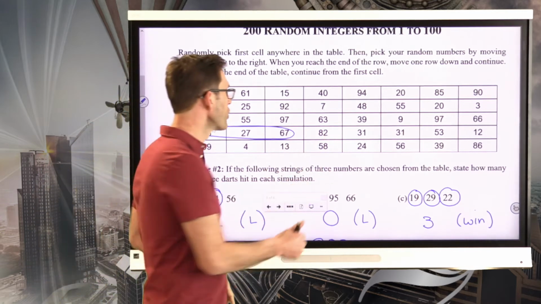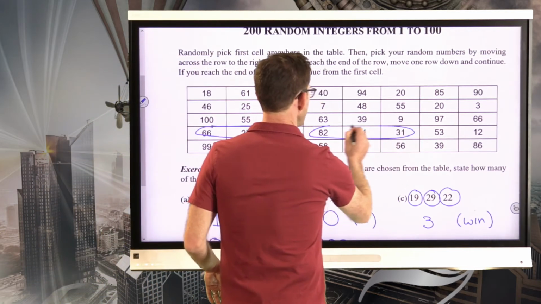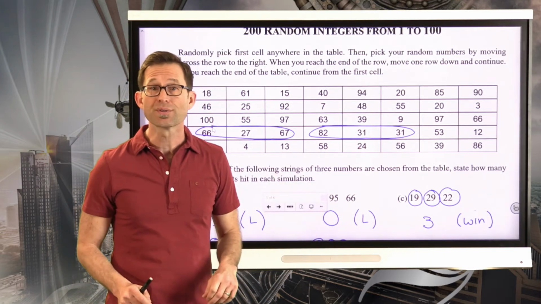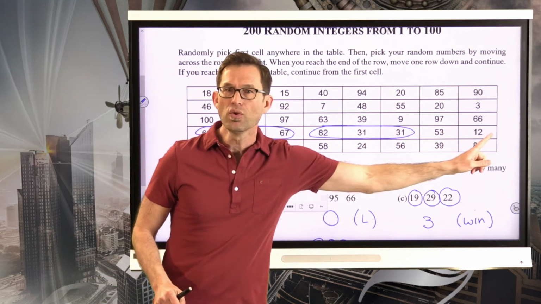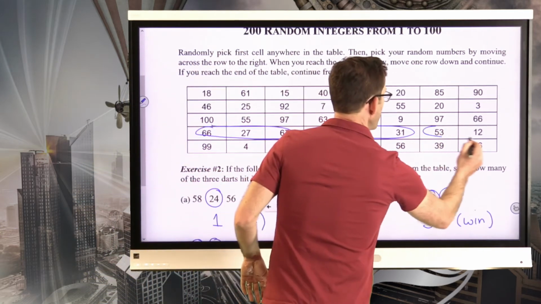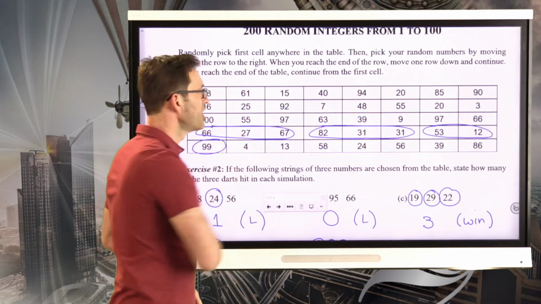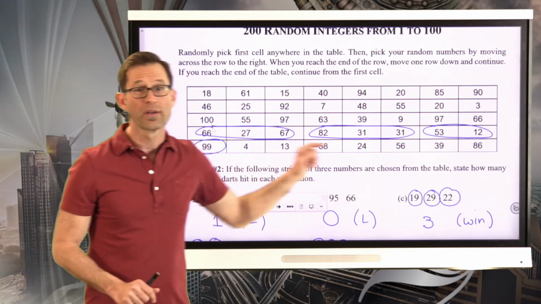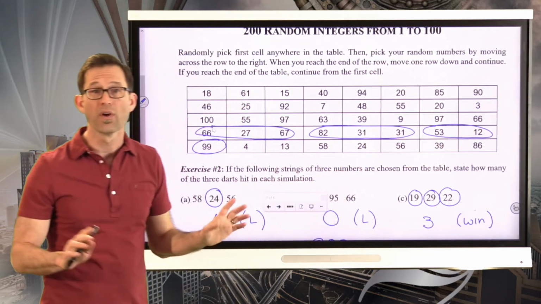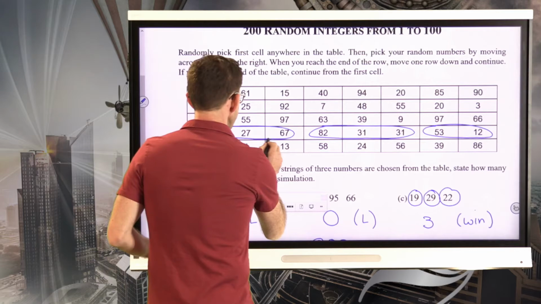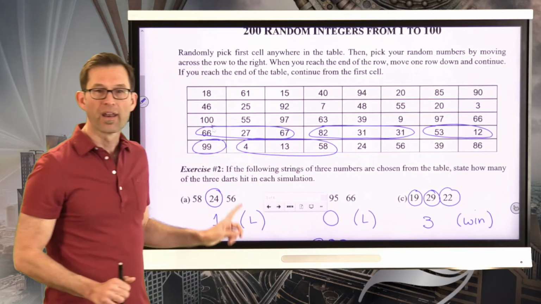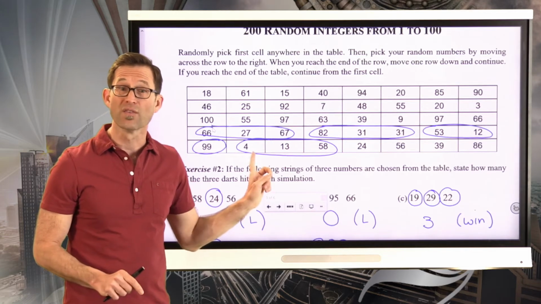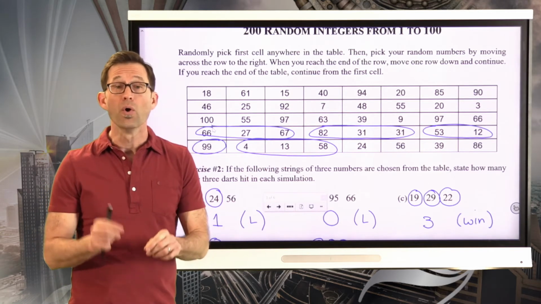Then I would maybe move over and I'd go to these three, 82, 31, 31. None of those, right? Now you might say, well, there's only two now left over. So maybe I'd go 53, 12, and 99, right? Well, again, there'd only be the one. The 12 would be the only one that fell in. Still would lose the game. Then maybe I'd come over here and I'd have this set, 4, 13, and 58. Well, in that case, I'd win, right? Because the 4 and the 13 are both hits.